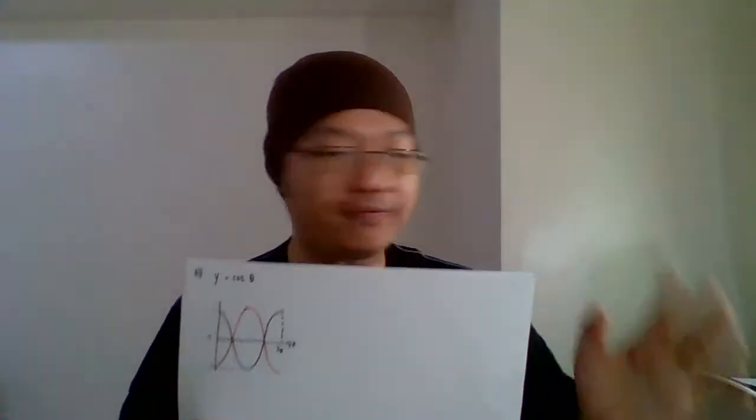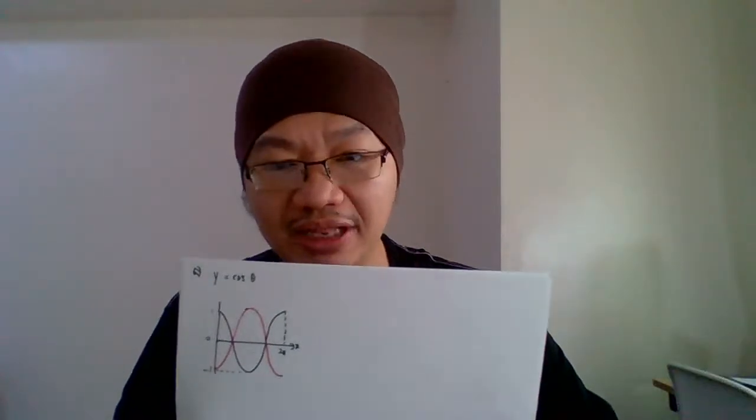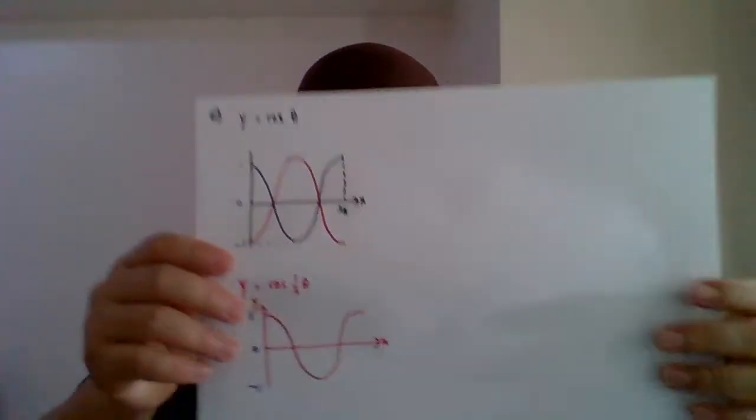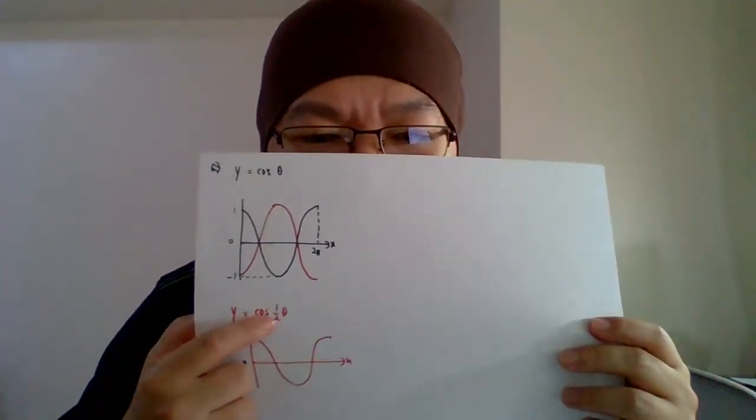Now look at number 5. Number 5 is y equals cos half theta. Half theta, what does that mean? So as usual, look at the cos theta. Just draw the cos theta, with y and x axes. The amplitude is 1, 0, -1. So our question is cos half theta.